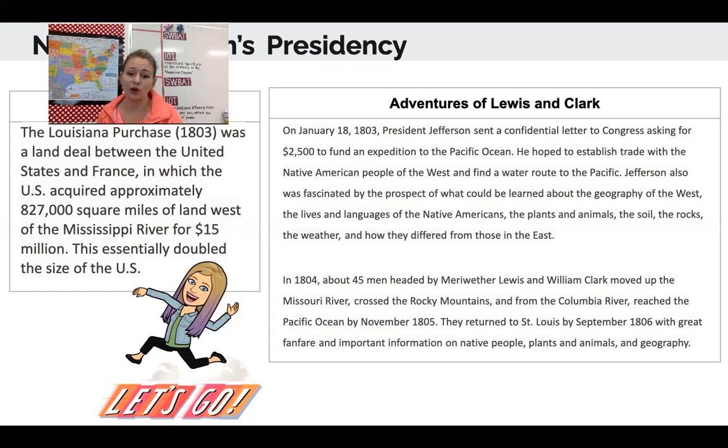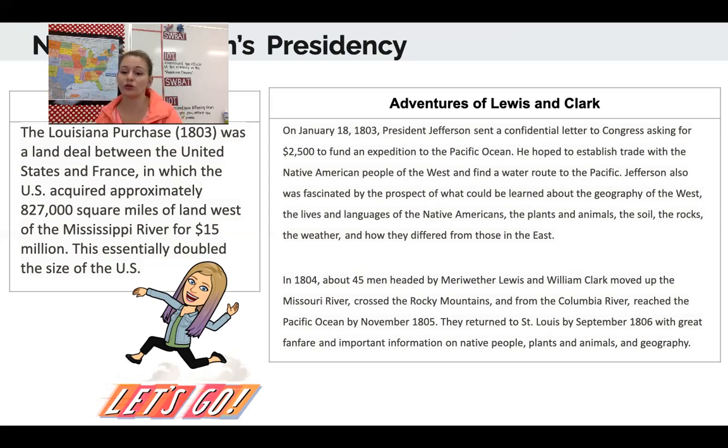And in 1804, there's about 45 men. We always say it's the adventures of Lewis and Clark, but it wasn't just Lewis and Clark and Sacagawea going alone. It's about 45 different men that are headed by Lewis and Clark. They move up the Missouri River. They then go across the Rocky Mountains and then go ahead, and eventually by November of 1805, this is a very long trek, they make it to the Pacific Ocean, and then they return to St.